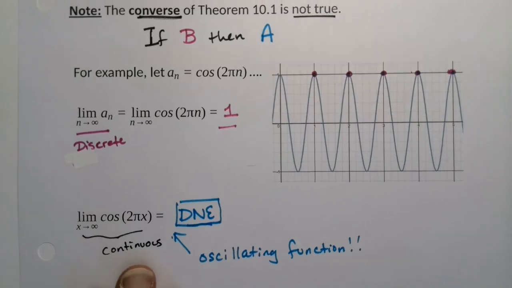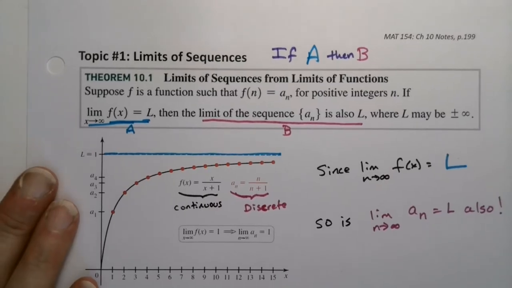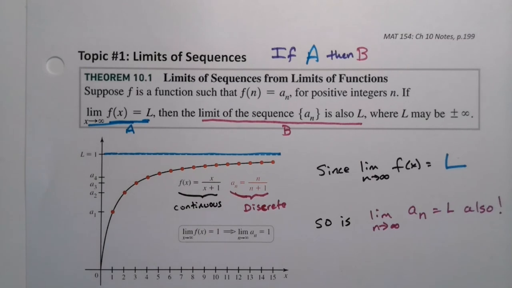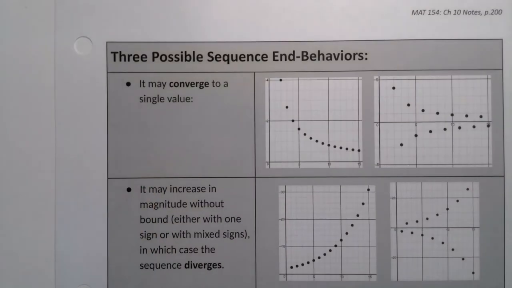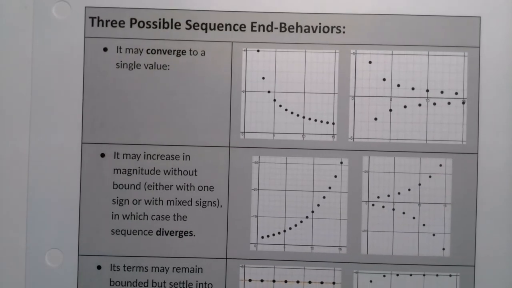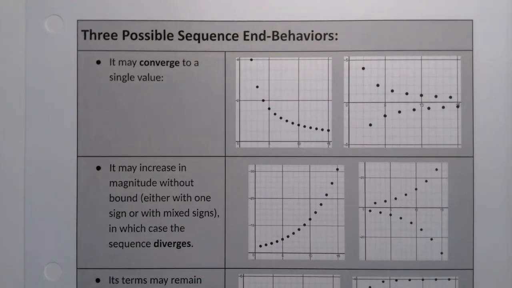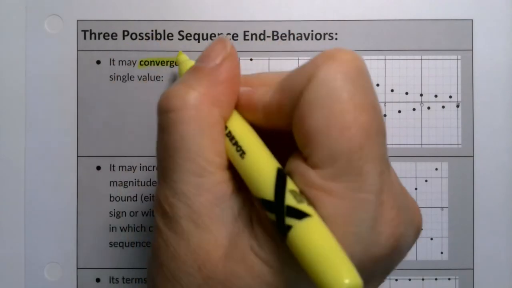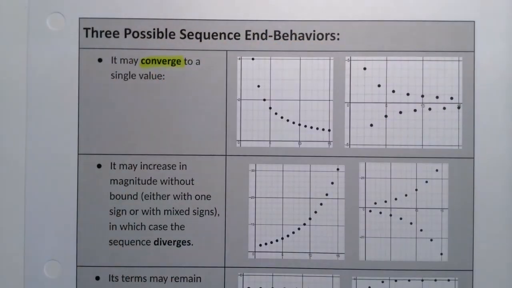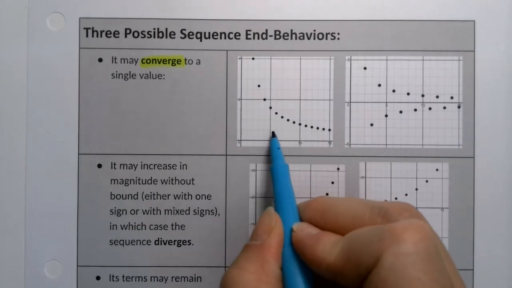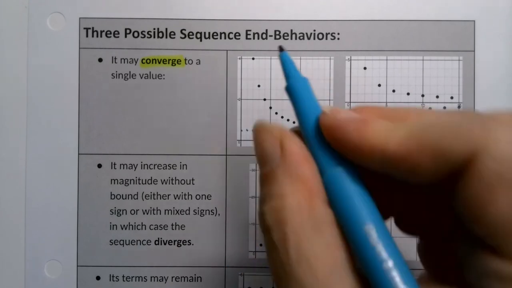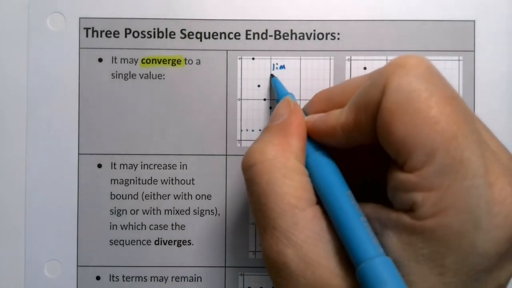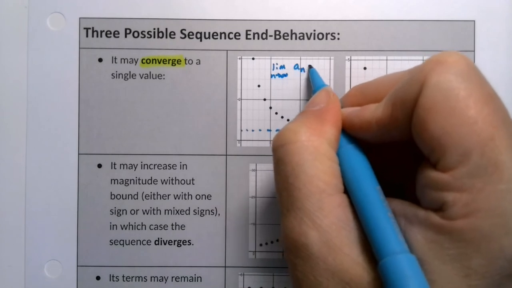All right, so now going back to if the function goes to a value, then the sequence that's built from that function goes to a value. Let's think about what are some possibilities for the behavior of a sequence as n goes to infinity. The sequence could converge. We love it when it does. Convergence is great. It makes us very happy because we get a number for an answer. So for example, on this one right here, it seems to be going to a half. So the limit as n goes to infinity of a sub n seems to be a half.